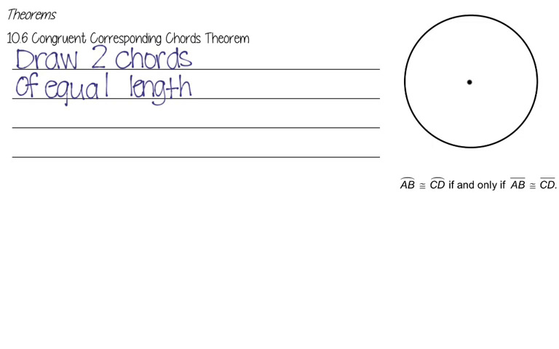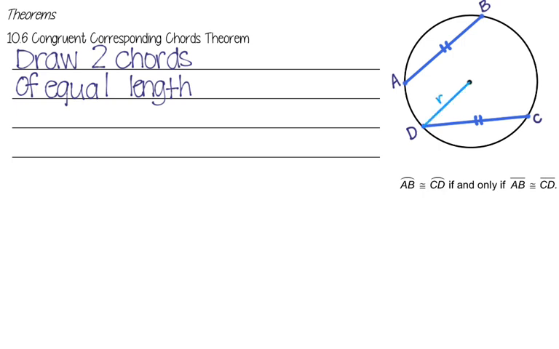So here's mine. I drew the chord AB, and I drew a chord here, which I'm labeling CD. All right? And I took a little piece of paper and I held it up and I measured, so I'm not using a ruler, I'm just taking a piece of paper and saying how long is this one and this, and they're exactly the same length. So I put my congruency marks on them.